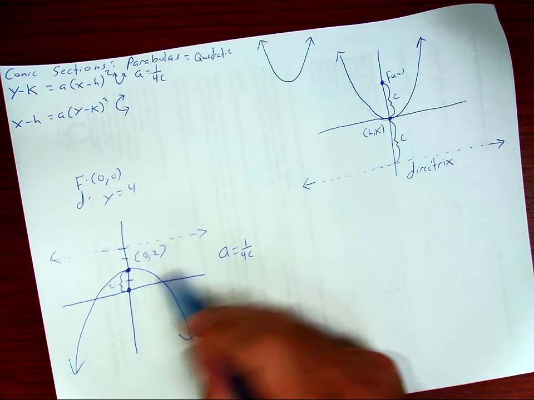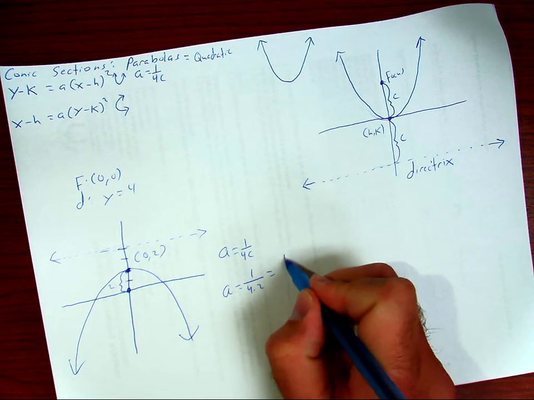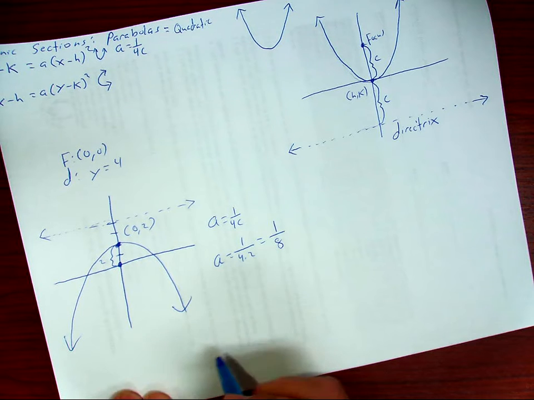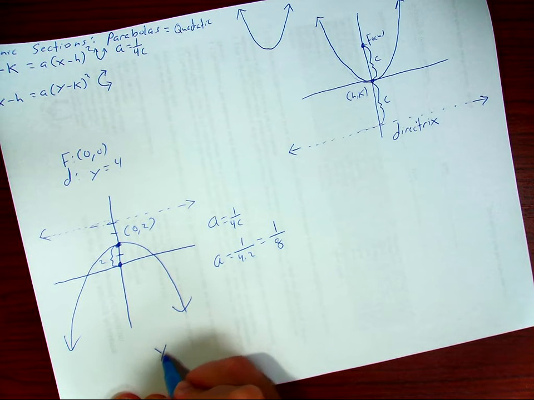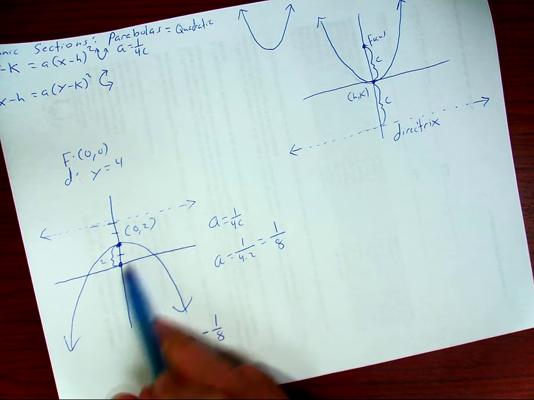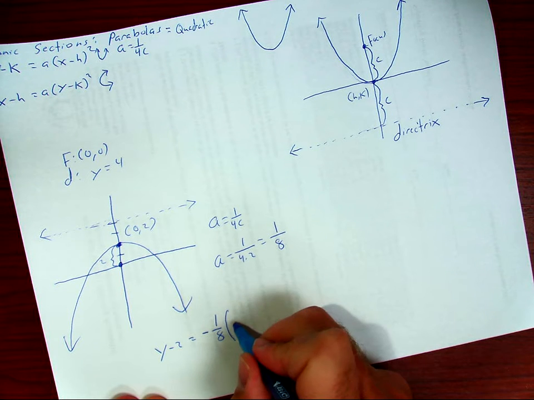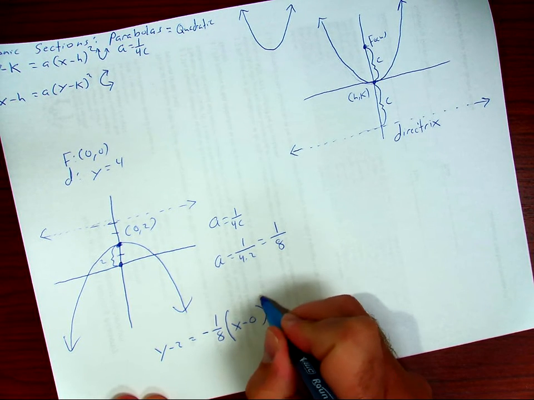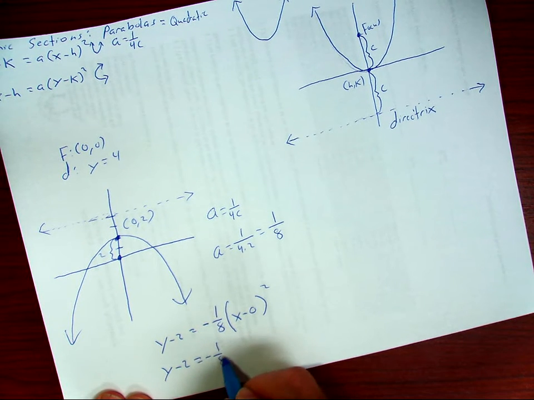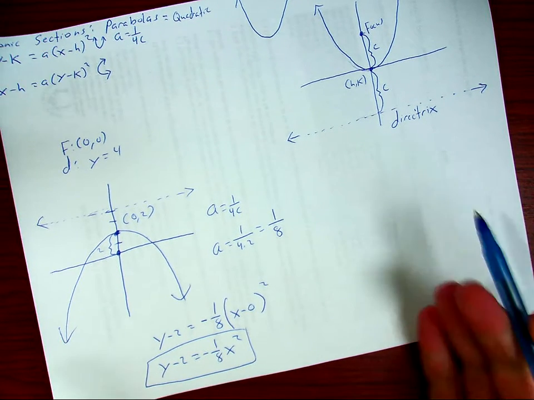All right, so we plug our c in. That's 1 over 4 times 2, telling me a is 1 over 8. All right, and I'm going to substitute that into standard form. So y minus 2 equals negative 1 over 8. Remember, it's negative because it opens down. X minus 0 squared, which, of course, is going to simplify to negative 1/8 x squared. And that's my equation. Very, very simple.